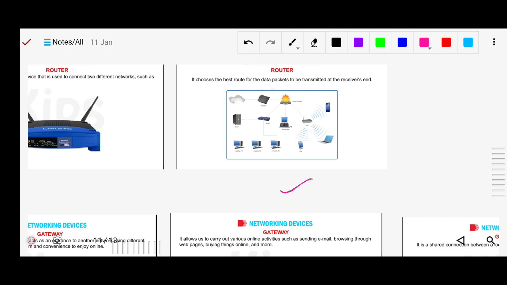And the router also gives its name. What is the name? Routers give the route. Route means it gives the way where data has to be passed. So it chooses the best route for the data packets to be transmitted to the receiver end. So it is giving the routing also, like when you are connecting two networks, it means you are giving the way to flow the data. Routing means you are giving the route how to go, connecting the ways how to move the data.